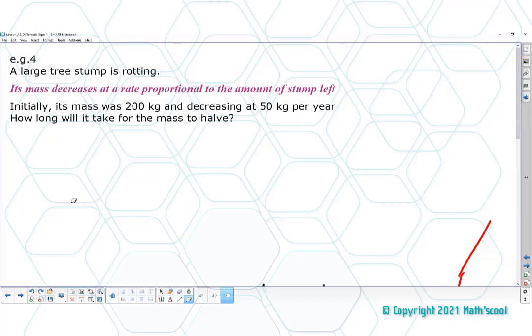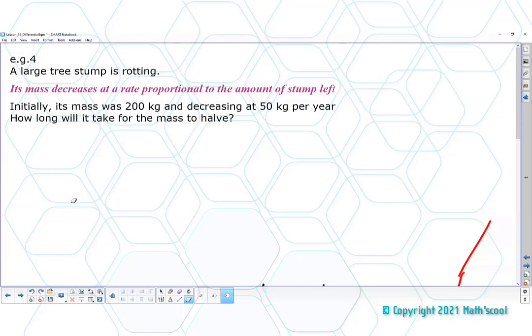What is faulty about my method? So after a year, there'll only be 150 left. So they'll be proportionate to 150.